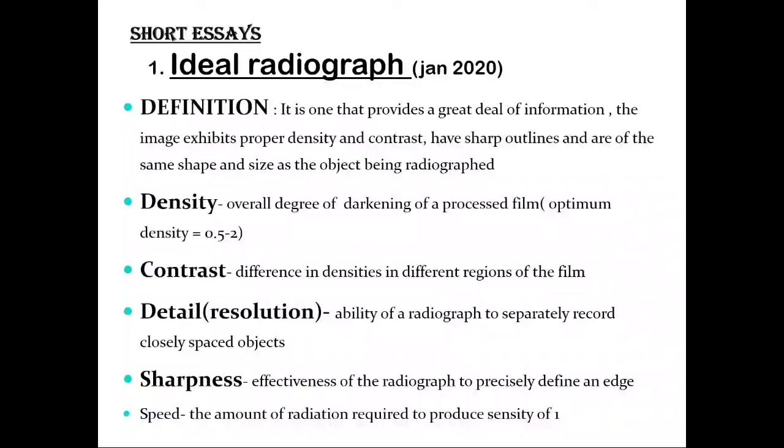Those are density, contrast, resolution, sharpness, and the speed of the film. For all these categories you have to speak about their definitions, that is density, contrast, resolution, sharpness and speed, followed by the factors that can lead to an ideal radiograph, which has been explained well in the chapter on the ideal radiograph by Freny Karjodkar.